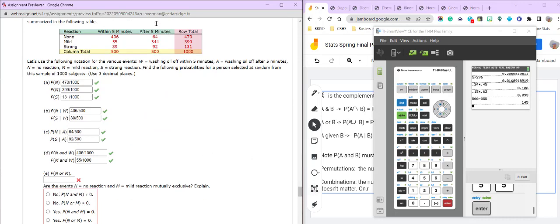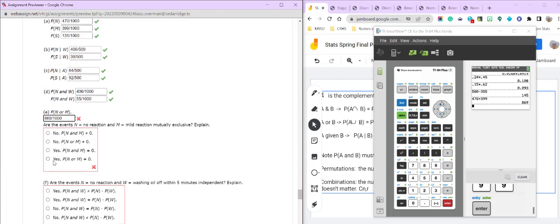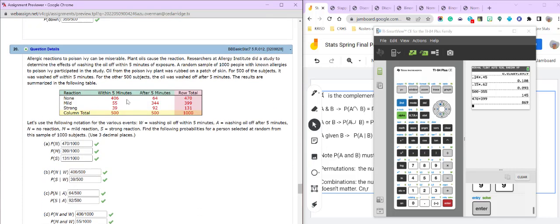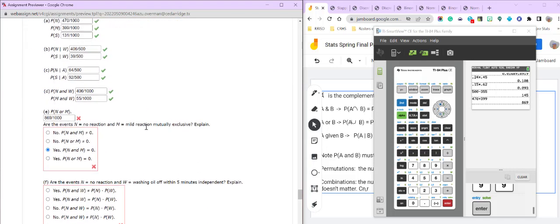Now, here's the tricky one. No reaction or mild reaction. So this is actually not too bad. So I'm just going to have the 470 plus the 399. There's no overlap, so I don't have to divide anything out. I can just go 869 divided by 1,000. Are the events no reaction and mild reaction mutually exclusive? Yes, because they can't happen at the same time, right? You can't have no reaction and a mild reaction. You got one or the other.